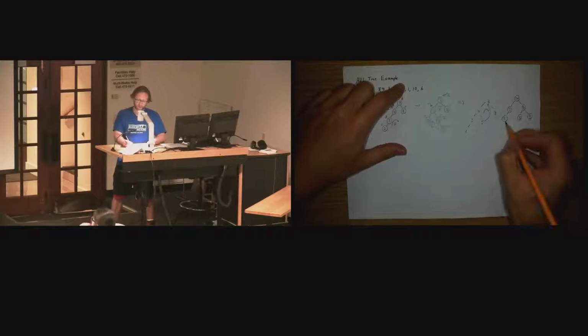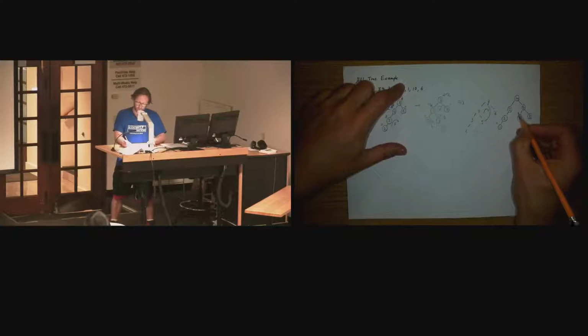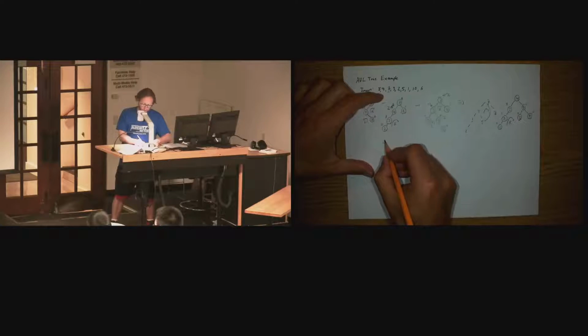1, where does it go? Right here. Let's recompute the balance factors. 0, 0, 0, 0. This one is going to be 0 minus negative 1, so 1. This one is going to be 1 minus negative 1, so 2. And it's unbalanced right there. So what kind of a rotation are we going to do? A right rotation. And we end up with 4.